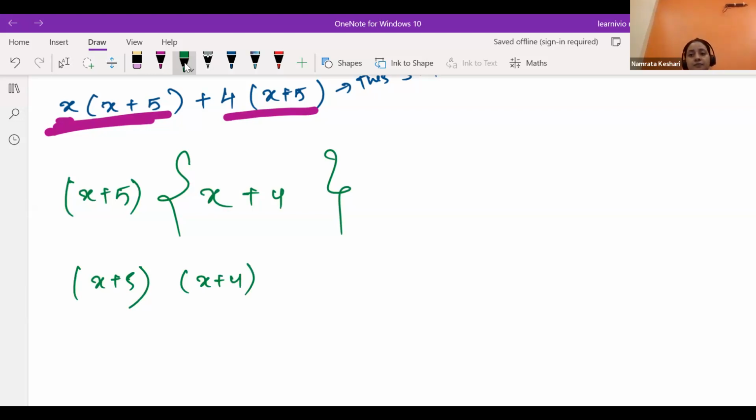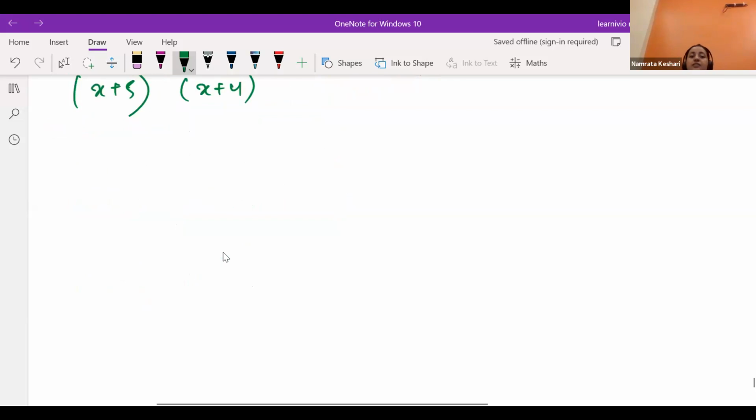Yes, ma'am. This is how we split the middle term. Okay, let's do a few more questions because it's that important. Even now I teach this concept to our class 10 students, and sometimes even our class 11 and 12 students, because they say that they have forgotten the concept and can't recall it.